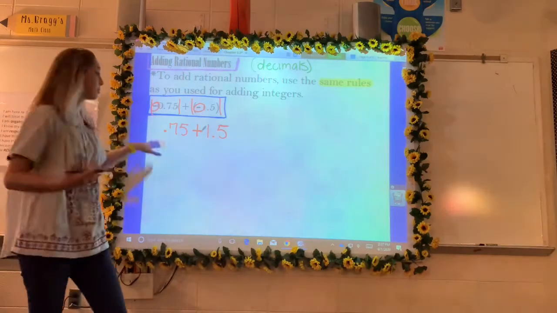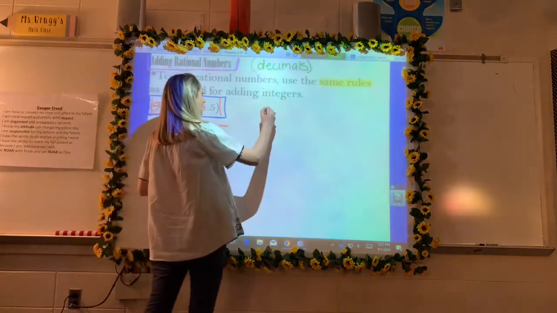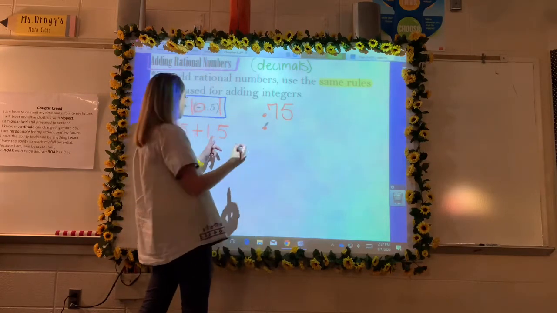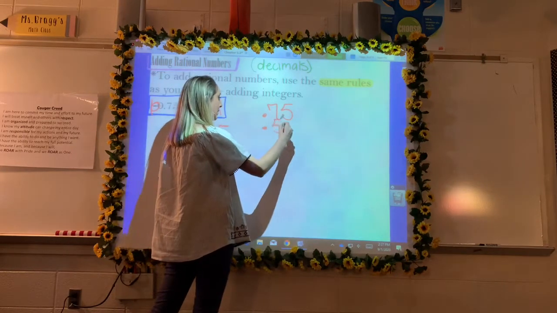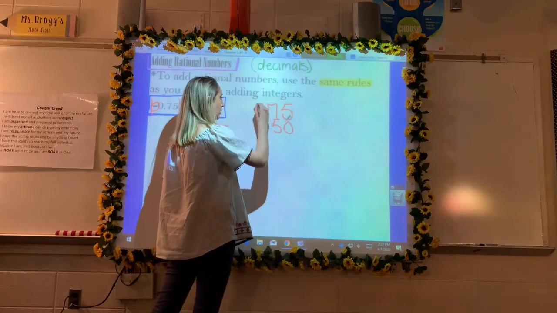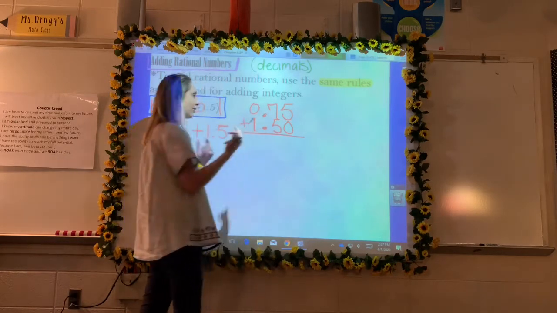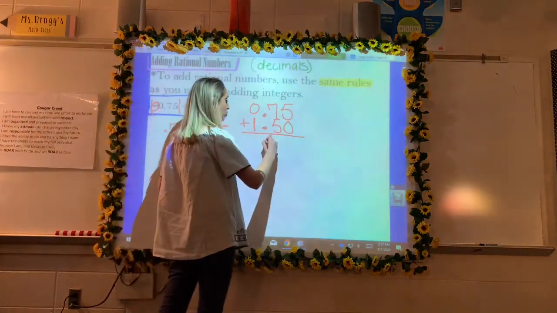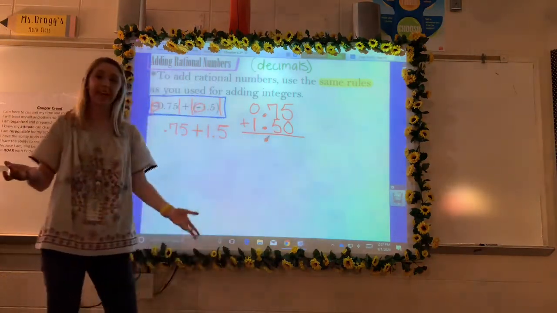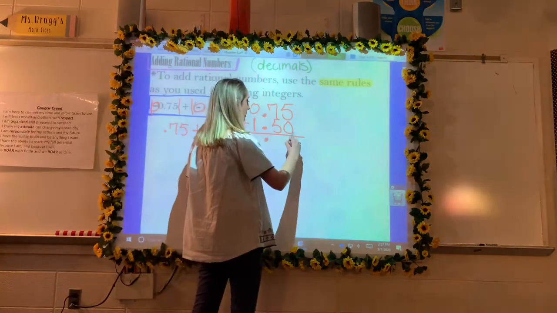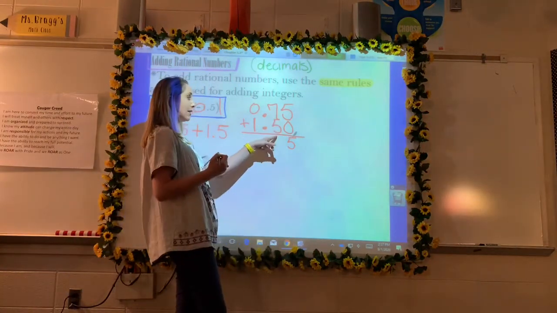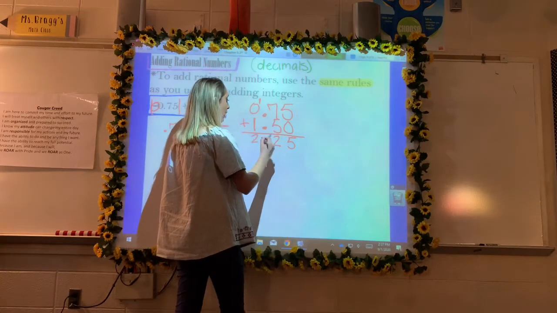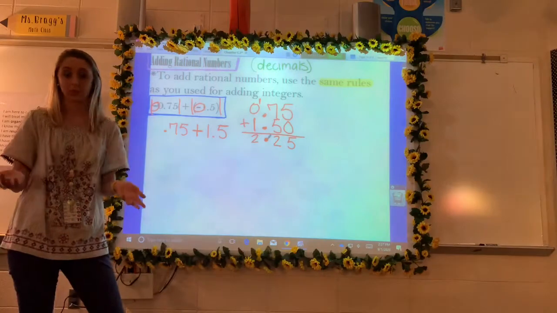Okay? But with decimals, we can't add this way. We have to line them up. So 75, and then we want to line that decimal up. So the 5 would go under the 7, and 1 would go here. Okay? Hopefully this is kind of refreshing your memory some. The decimals are aligned, so decimals drop down. Now we're just going to add. So 5 plus 0 is 5. 7 plus 5 is 12. Carry the 1. 2 and 25 hundredths is what we get.